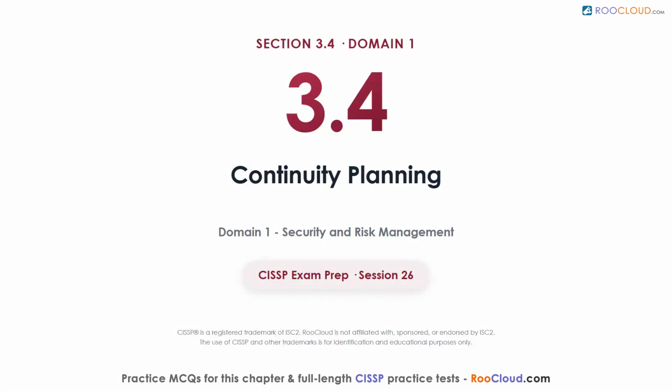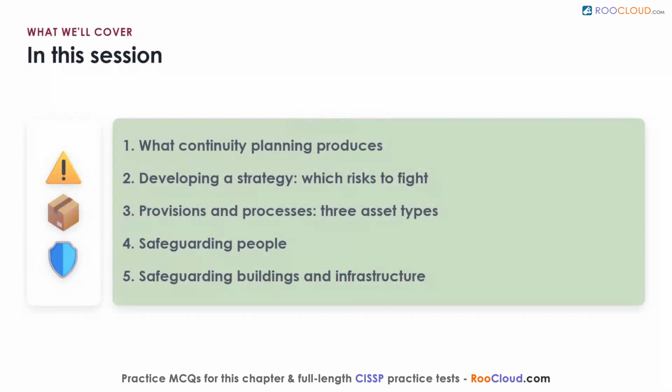Welcome to section 3.4. This is the 26th session of the CISSP exam prep series. In this session, we'll cover how you turn analysis into a real defense. We'll answer several questions. What is continuity planning, and what plan does it produce? How do you develop a strategy that decides which risks to fight? What are provisions and processes, and which assets do they protect? How do you safeguard people, your buildings, and your infrastructure?